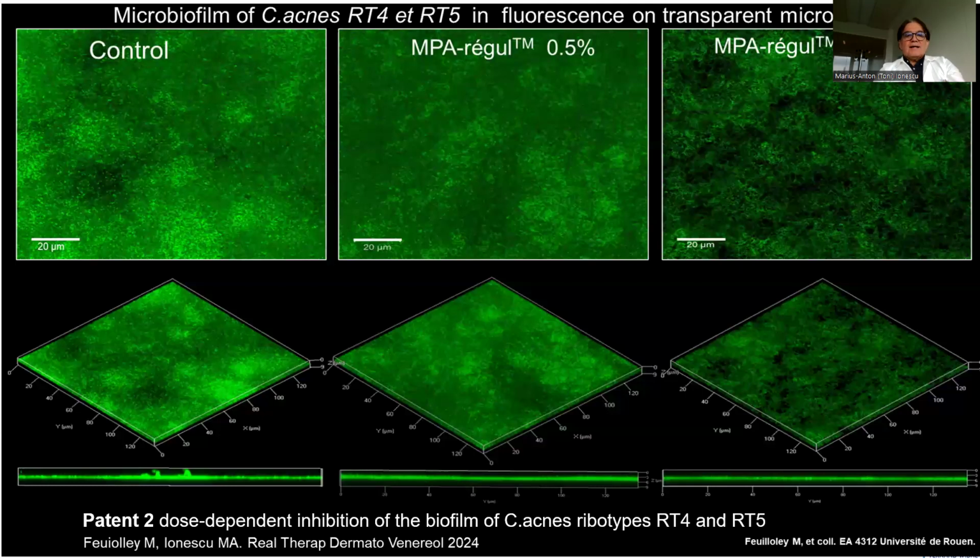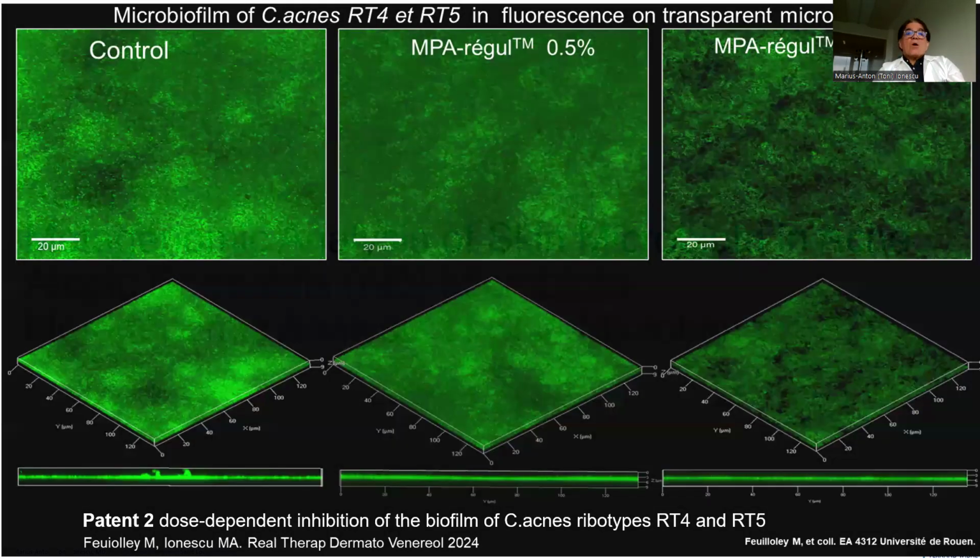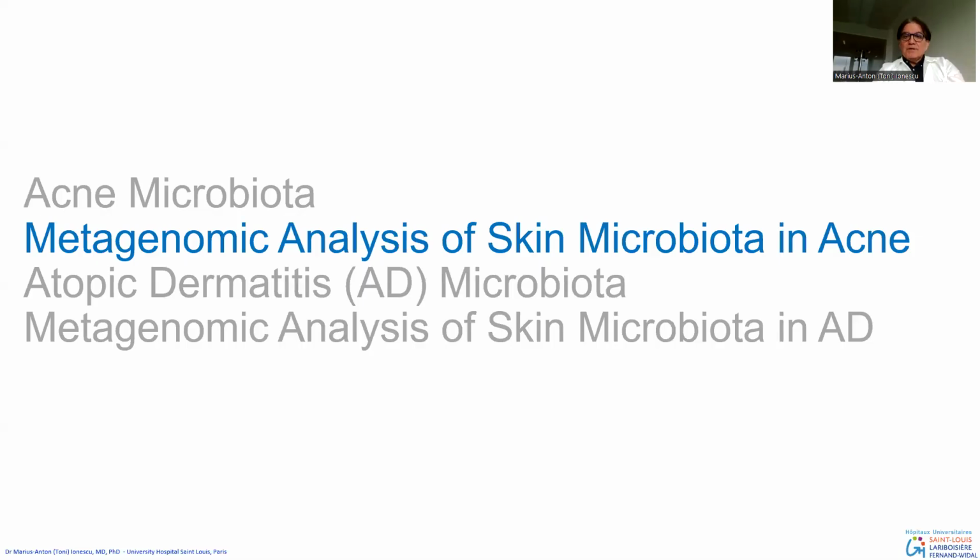Another patent is showing that it's dose-dependent, inhibiting the biofilm of C. acnes in this in vitro model on transparent plaques, where the biofilm is here in immunofluorescence in red. And you can see the more concentrated this patent is, the less important is the biofilm of C. acnes. And here we work only with ribotypes 4 and 5.